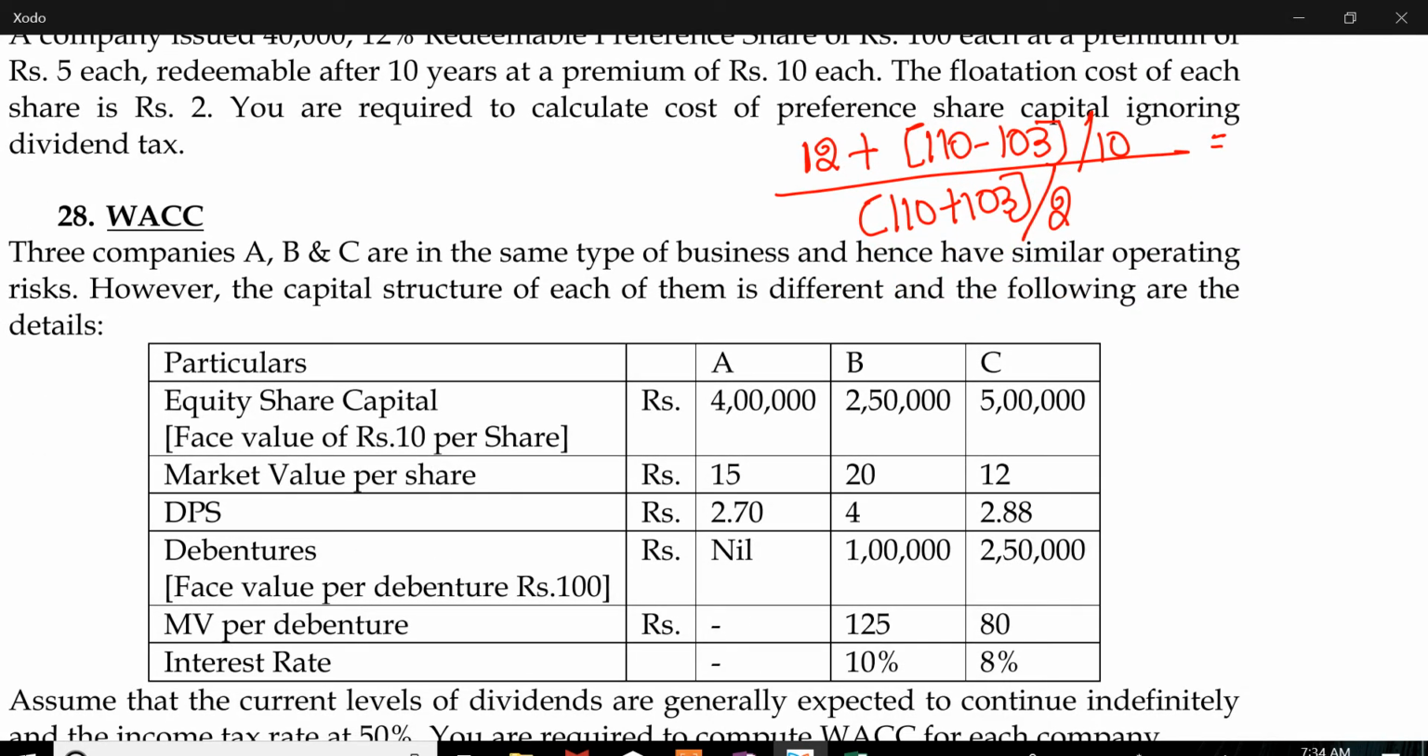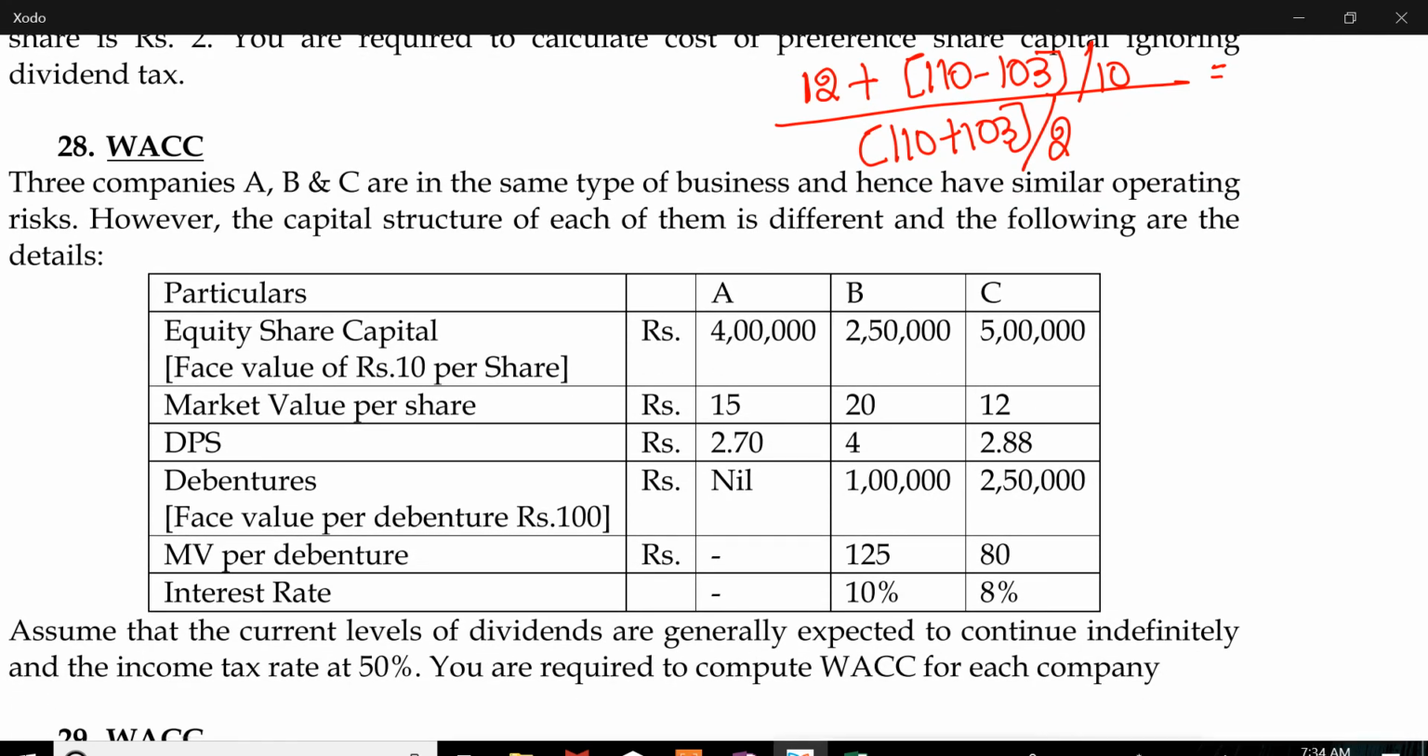3 companies A, B and C are in the same type of business and hence have similar operating risk. However, the capital structure of each of them is different and the following are the details. Particulars A, B and C. So, they have given details about 3 companies: equity capital, market value, DPS, debenture, market value and interest rate. Assume that the current level of dividends is expected to continue and the income tax rate is 50%. You are required to compute WACC, weighted average cost of capital, for the company.